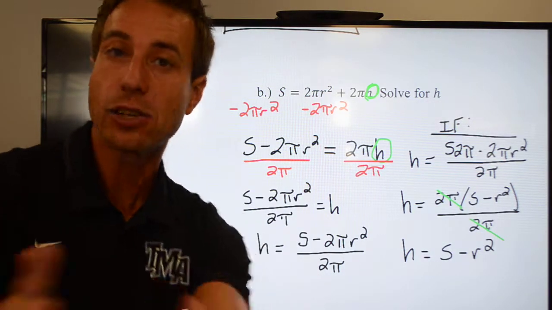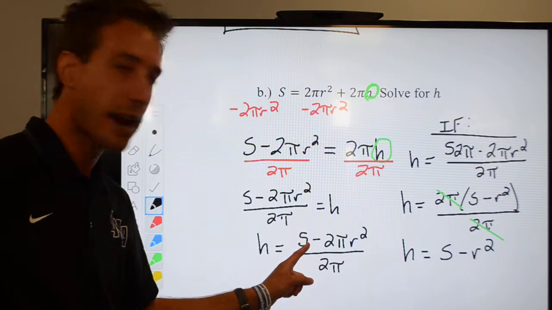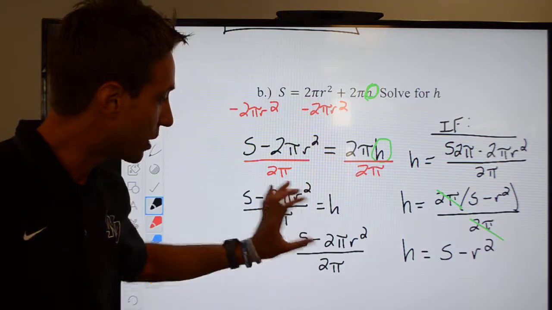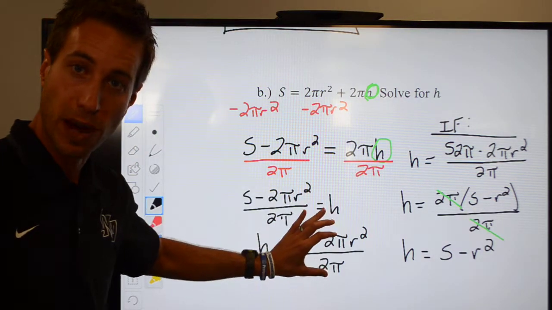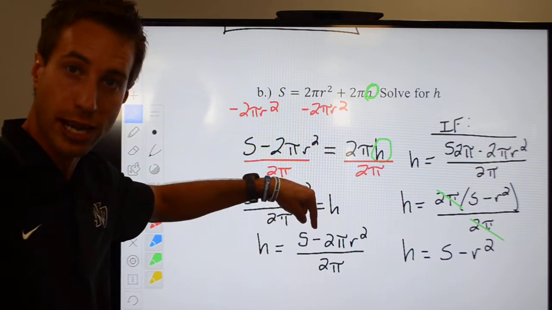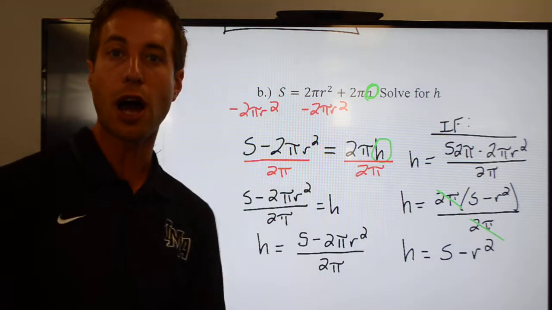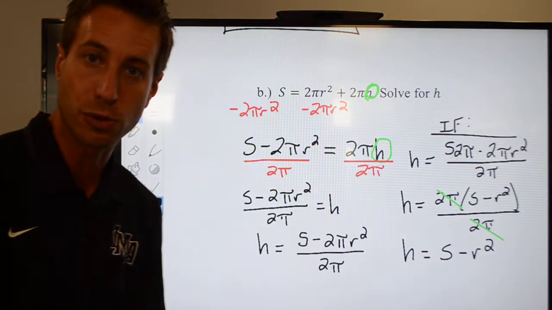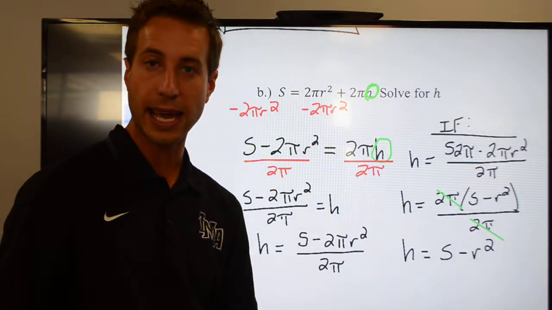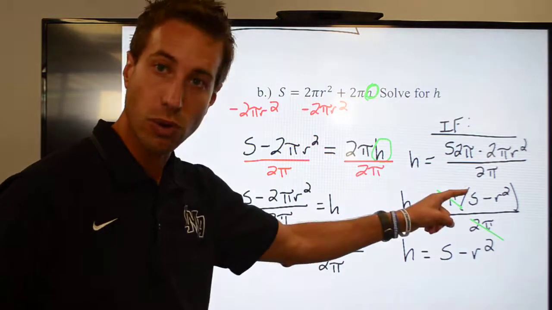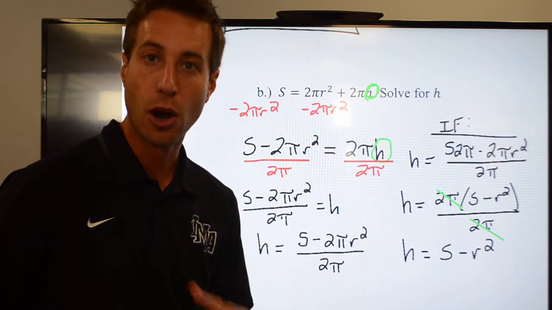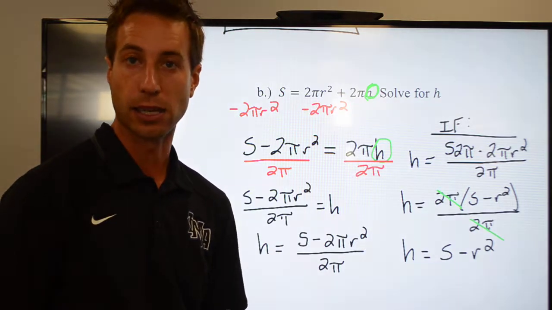But since the answer that we got does not have a 2 pi here, you cannot cancel those 2 pi's because of this subtraction sign right here. Do not cancel through addition and subtraction. You can only cancel if you're able to write it as multiplication or division, then cancellation would be okay.